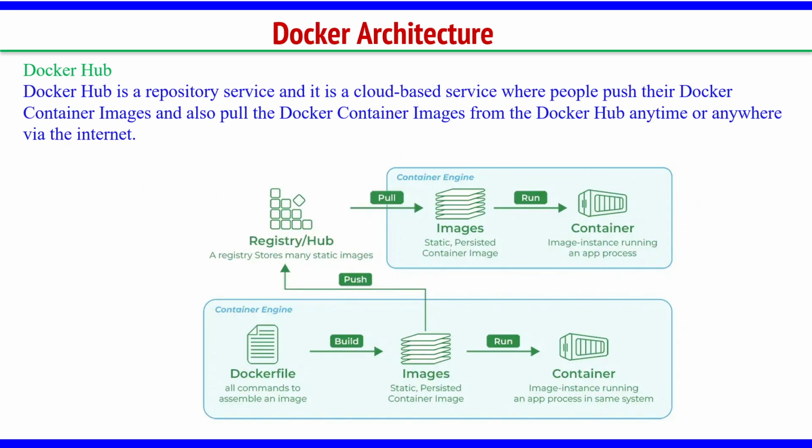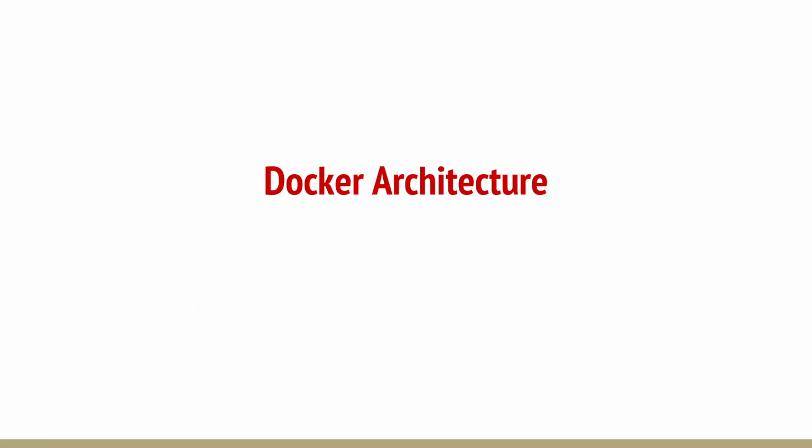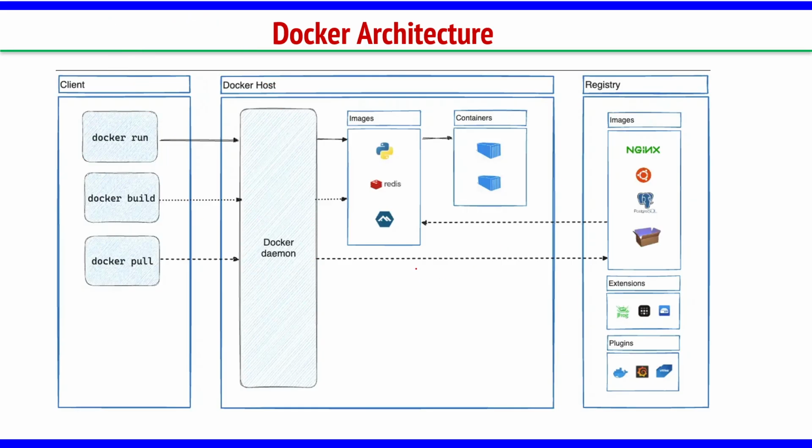Okay. So, this is the concept of Docker Hub. I can store images here. Whenever I want, I can pull it, or once you want to update something, you can always push it, right. So, this is about the Docker architecture. So, these components are part of this Docker architecture.